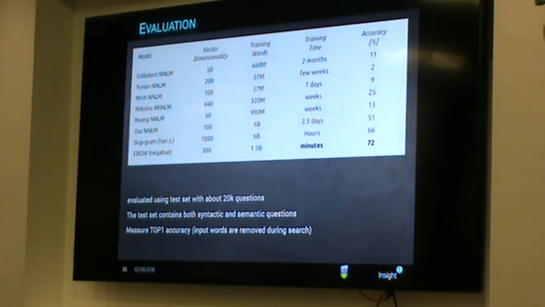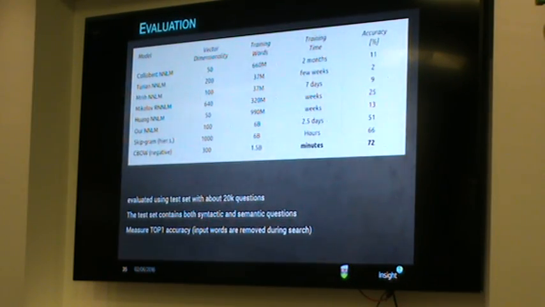And you can see from the evaluation here how they went from the initial very basic neural network architecture that took months to train on quite a small amount of training words, to state-of-the-art Word2Vec here at the bottom, which takes minutes on 1.5 billion training words, and it also gets much, much higher accuracy, 72% accuracy. And this is on, I think, a data set where they're asking syntactic and semantic questions of the data, and they're measuring the accuracy.